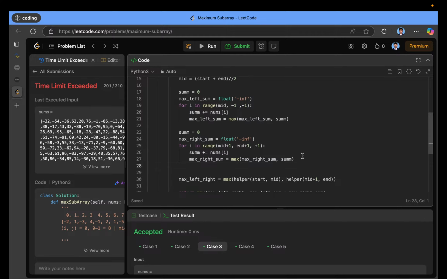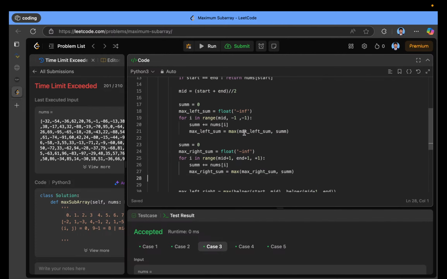Make changes for max right sum as well. Yeah, I have done that. See, this is max right sum, and this is min left sum. I have done changes in both, if you see line number 18 and 24.